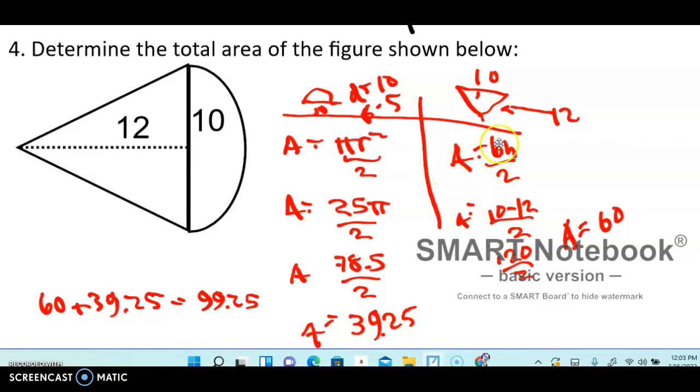The triangle, area equals base times height divided by 2, or 10 times 12 divided by 2, or 120 divided by 2 gives me 60. If I add 60 plus 39.25, it gives me 99.25.